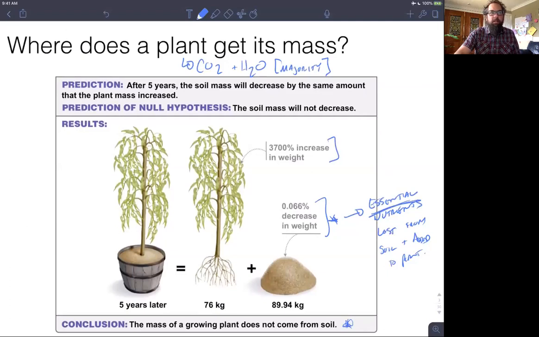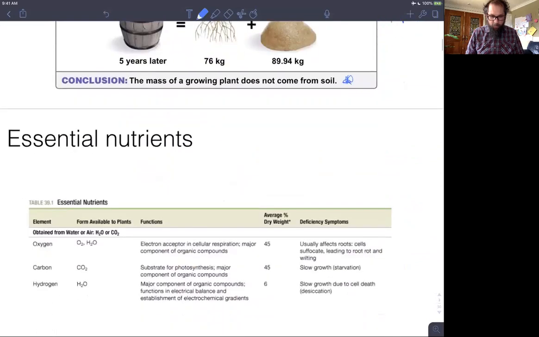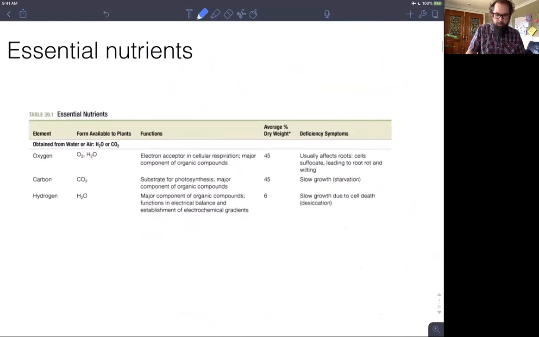And so what are essential nutrients? Well, essential nutrients are those that are absolutely required for normal growth. So essential nutrients are required by the plant for normal growth and reproduction.